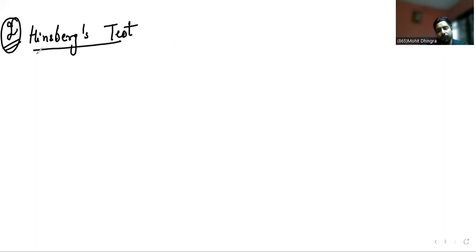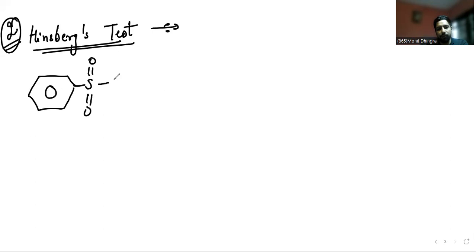Then the second reaction, which is a very important chemical reaction and is used to distinguish between primary, secondary, and tertiary amines, is Hinsberg's test. That is called Hinsberg's test. In Hinsberg's test, this is called Hinsberg's reagent: S double bond O and this Cl. This is called Hinsberg's reagent.